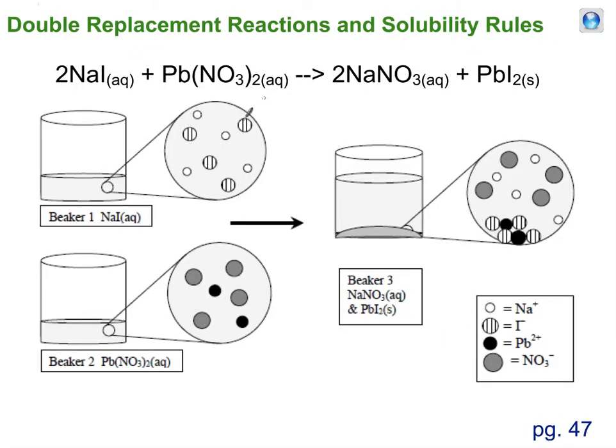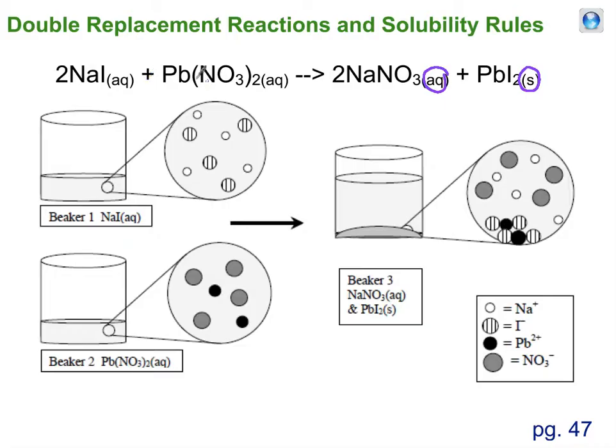What exactly is happening in a double replacement reaction? Last lesson, you should have done a little bit of practice with predicting the products of a reaction. What we're going to be doing today is determining whether or not the state of matter of your product is aqueous, something that's dissolved in water, or solid. So let's look at an example of this.